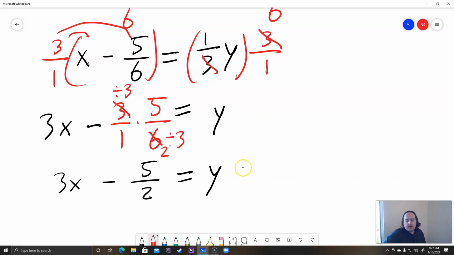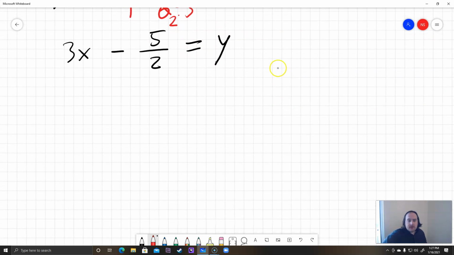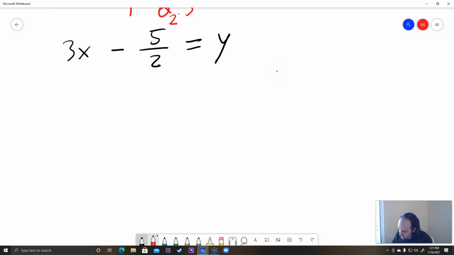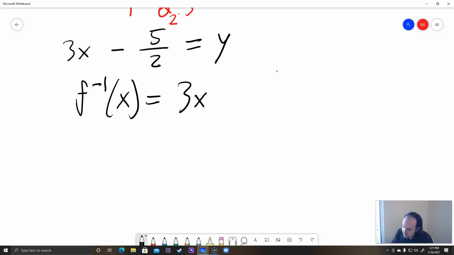Remember at the end here, this y that you get after you switch x and y is actually f inverse. So now we have a formula for f inverse: f inverse of x equals 3x minus 5 over 2. So far so good. We did our first step, which was to find f inverse.